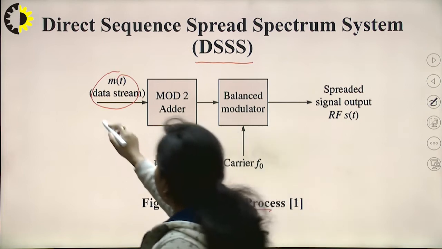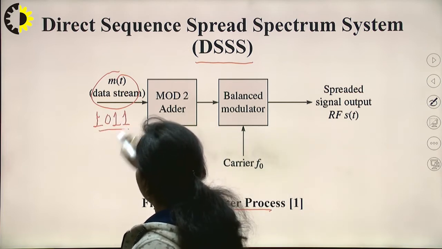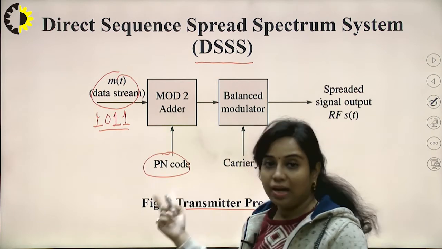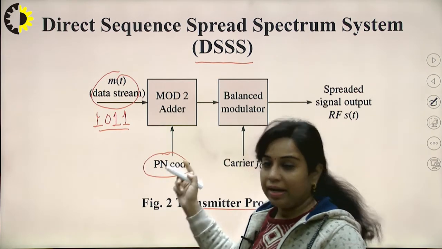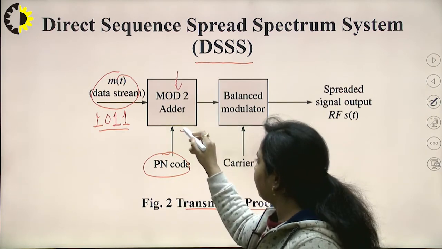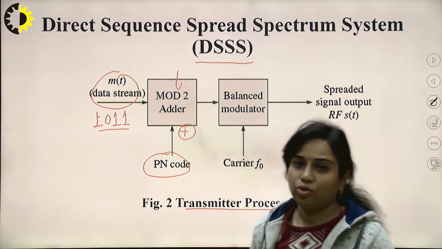Now, it is of lesser number of bits, let us say it is 1011, and this is the PN sequence which is having the larger number of bits. These are XORed together using this modulo 2 adder. Modulo 2 adder is nothing but the XOR operation. It is going to perform the XOR operation.